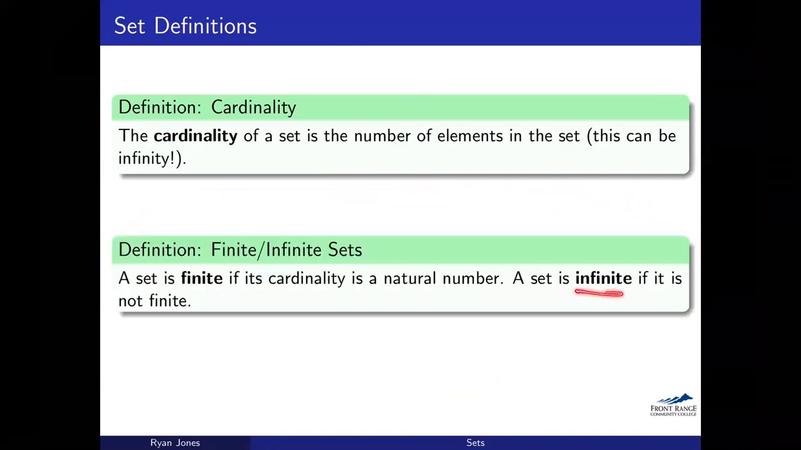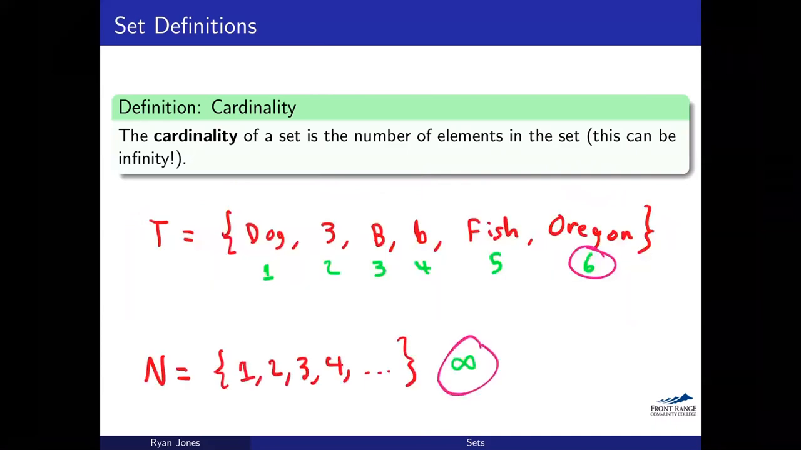A set is infinite if it's not finite, which is, again, just sort of a roundabout way of saying if there's an infinite number of things in it, the set is infinite. The natural numbers are infinite there, because there's an infinite number of things there.